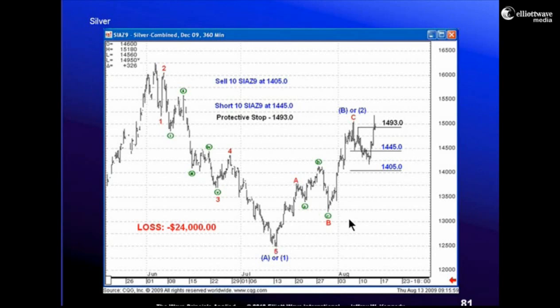Now, if you recall, with respect to the angle of ascent, the slope of a third wave should be sharper than what we see in wave 1. But with respect to wave C, and certainly wave C within a zigzag, you actually want to see the slope be more shallow, demonstrating overwhelming selling pressure.